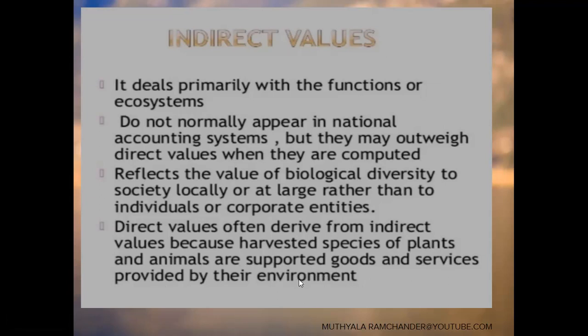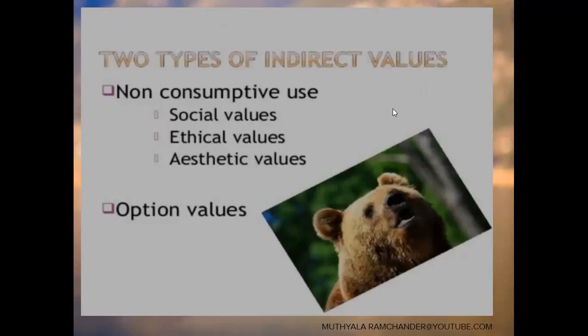If the indirect values support the direct values, we can easily achieve good yield from the plants and good products from animals, because the environmental factors, the indirect value factors, are supporting. So automatically we get a good yield of food materials from the harvested plants. And there are two types of indirect values here. The first one is non-consumptive uses. Non-consumptive uses are social values, ethical values, aesthetic values, and optional values.